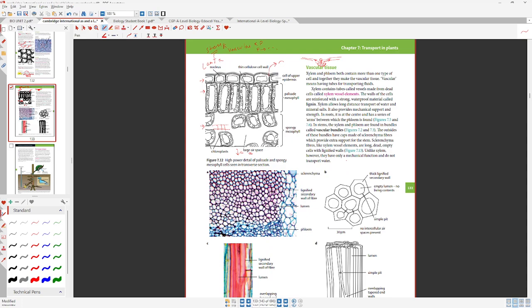Xylem, phloem, vascular bundles. Outsides of these bundles are made up of sclerenchyma fibers, which have extra support. Sclerenchyma fibers, like xylem, are also long dead empty cells with lignified walls, but they have only a mechanical function and do not support any other function like transporting water.